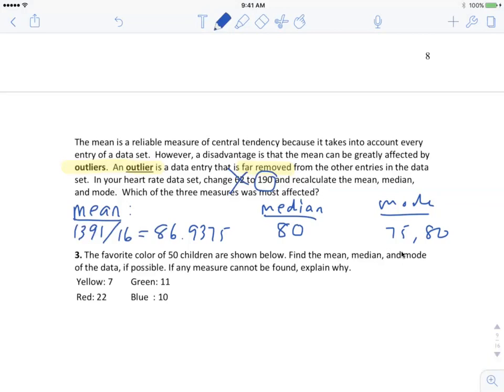Sometimes what happens is outliers will just get removed from a data set, and then you just calculate the mean without the outliers. I mean, that's another idea. Okay.